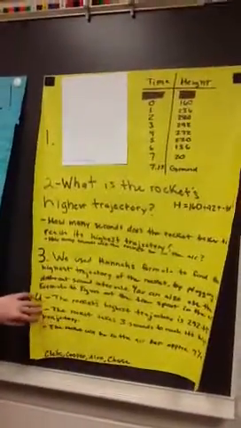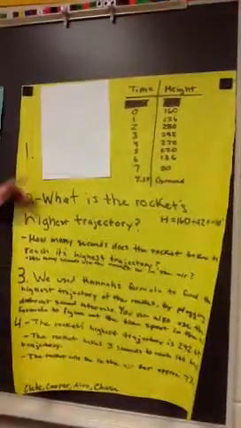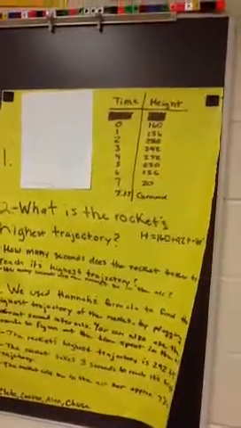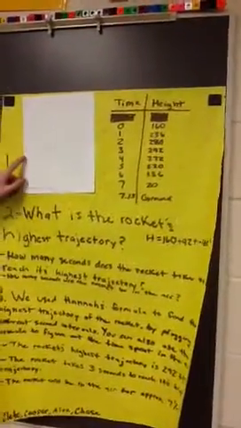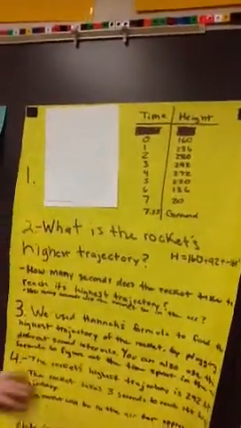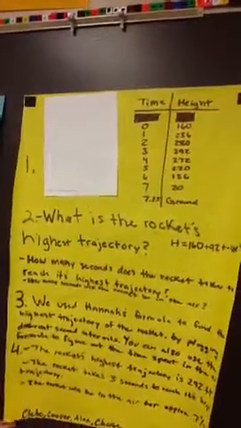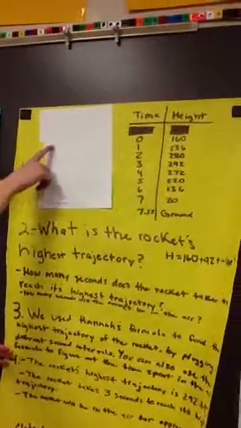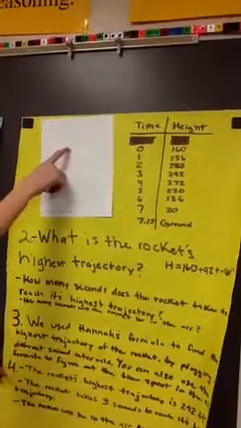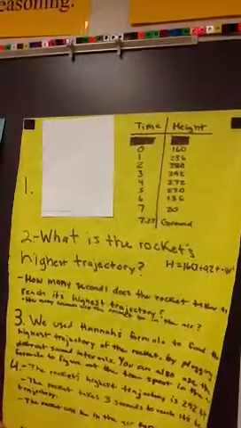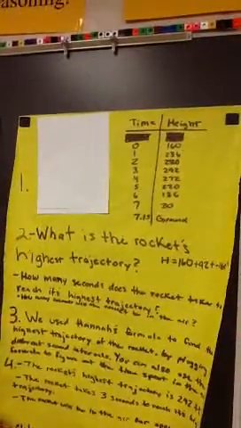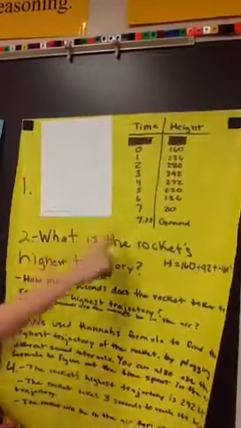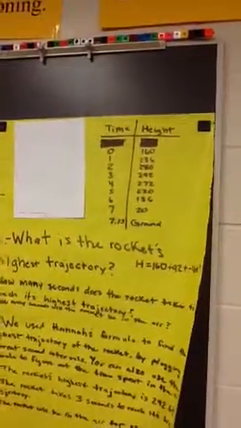So on number 1, we created a parabola, which is showing the trajectory of the rocket. At 0 seconds, it started at 160 feet because it started on the tower. And it kept going up until about 3 seconds, at 292 feet, which was the highest point it was at. And it started decreasing all the way until it hit the ground at 7.15 seconds.